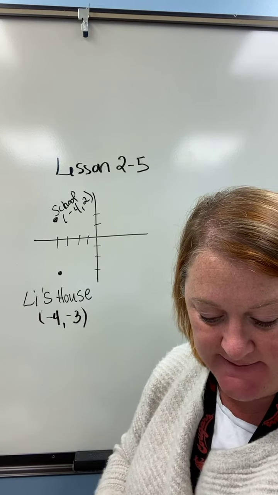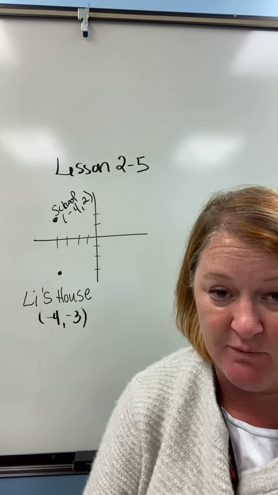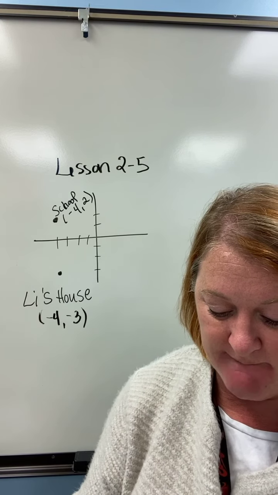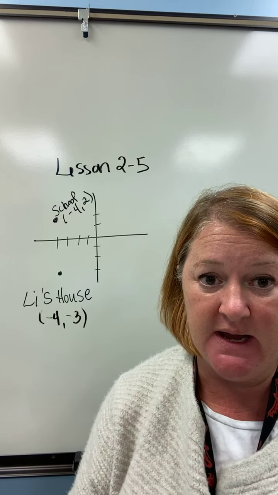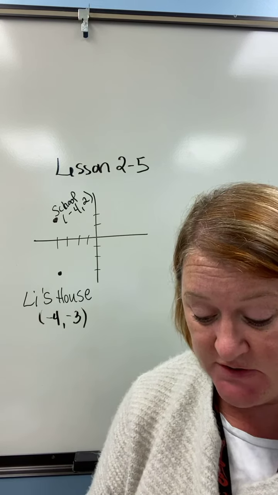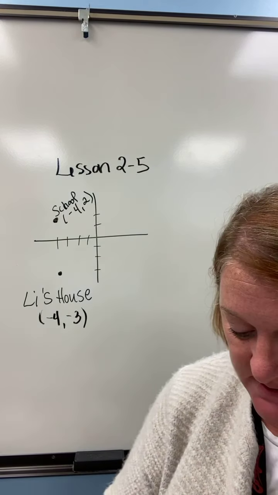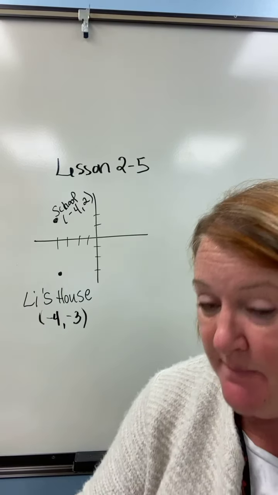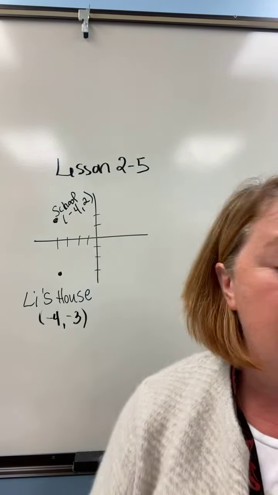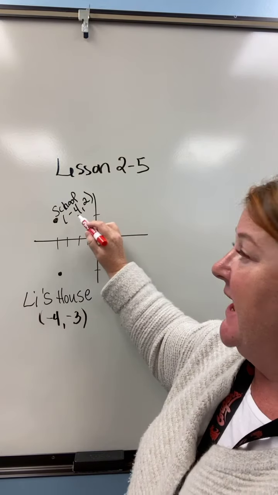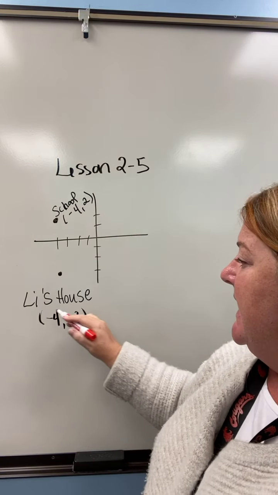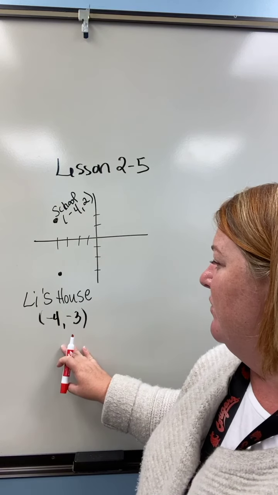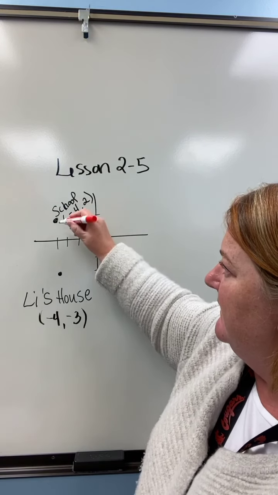We are looking at lesson 2.6 today, and we're going to use absolute value to find the distance on a coordinate plane. So I want to use this example of, let's say we put a map on a coordinate grid, and our school is at (-4, 2). And let's say our friend Lee's house is at (-4, -3).